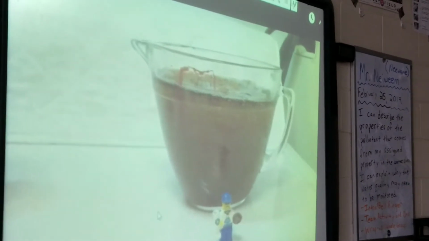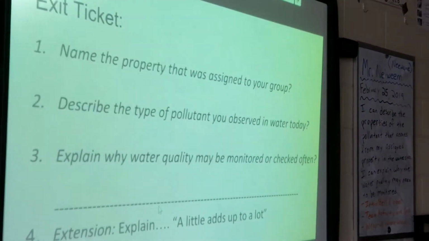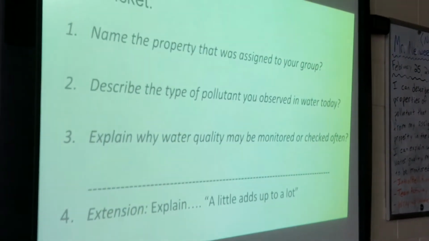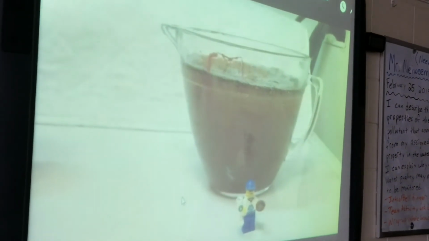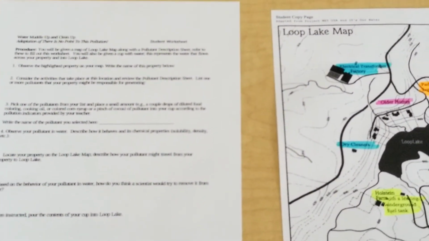That is getting to that question of a little adding up to a lot. The question here, question 4 on the exit ticket, explain a little adds up to a lot. That is explaining what this bowl of water actually looks like at the end. Okay, that has been the review of Muddle Up, Clean Up, Loop Lake.